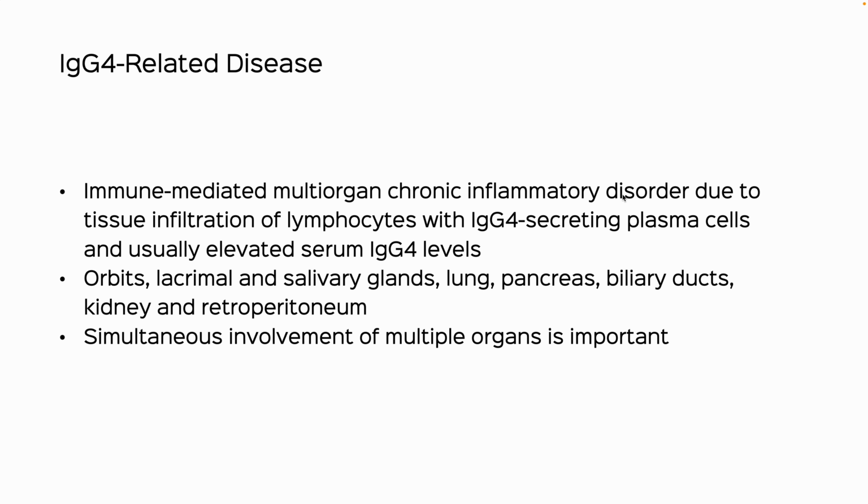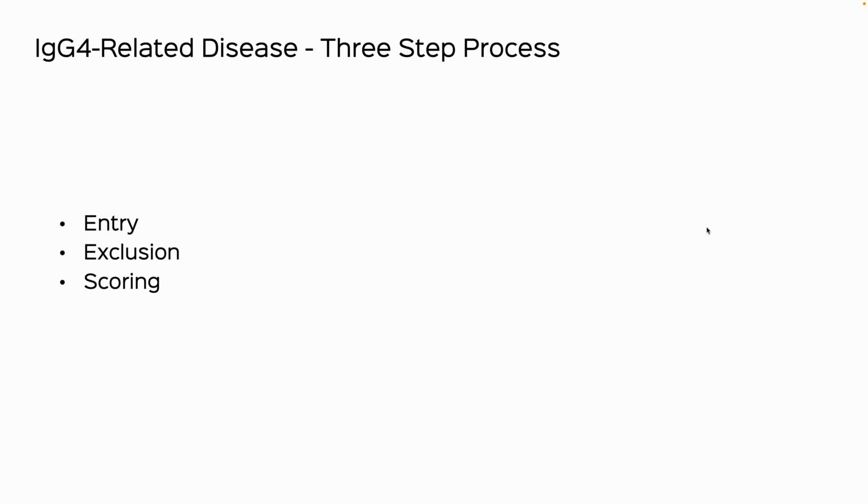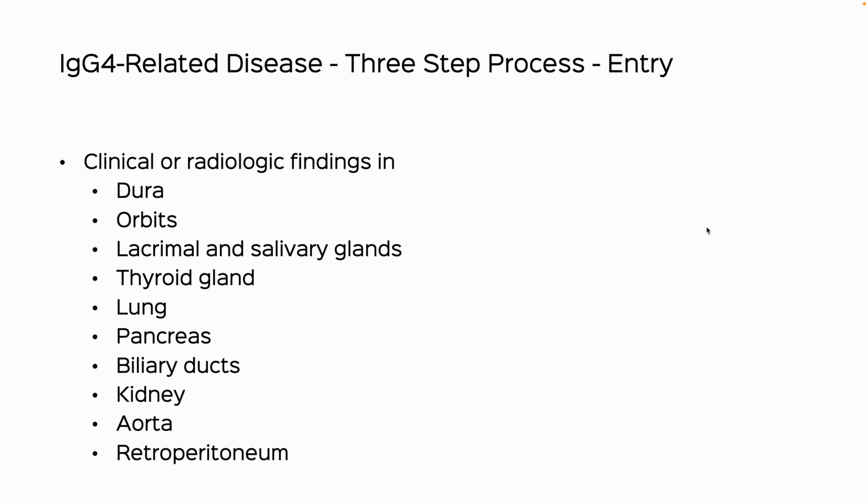And the important thing is simultaneous involvement of multiple organs. And that case 87, if you remember, had pancreatic, renal, and periaortic disease. So in the same slide, you can see 3 organs that are involved, plus there was lung involvement. So the process is 3-step. It's entry, exclusion, and scoring.